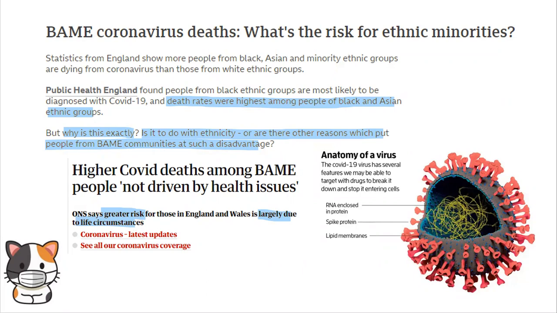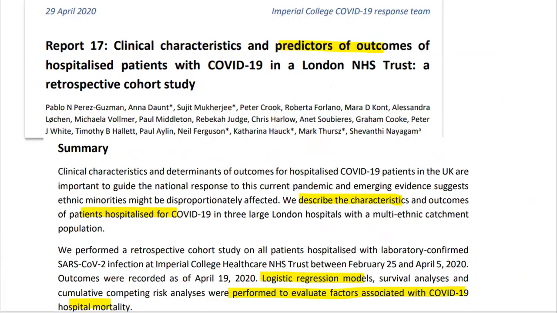Okay, so let's look at the study here in a bit more detail. Here is a paper, predictors of outcomes of those hospitalized patients with COVID-19. What this paper does is it describes characteristics and outcomes for people hospitalized for COVID-19 in a number of hospitals in London.